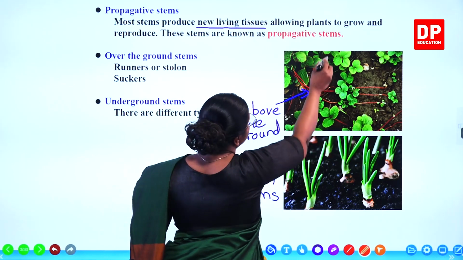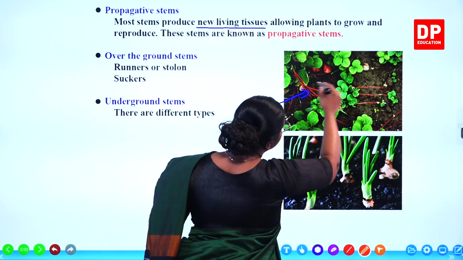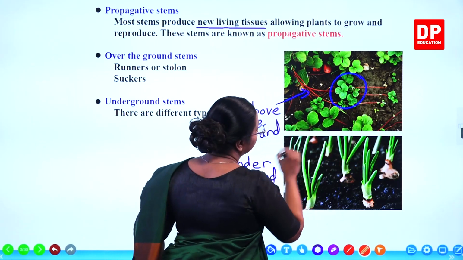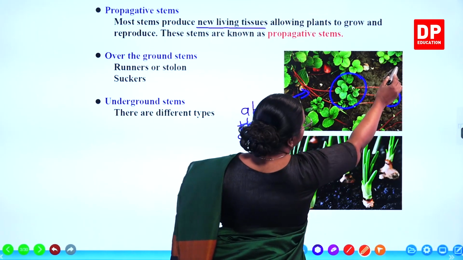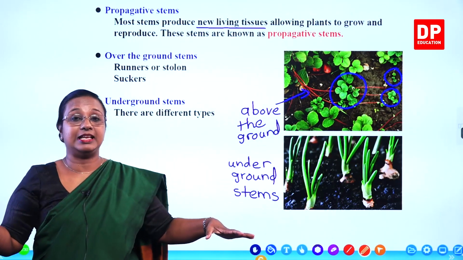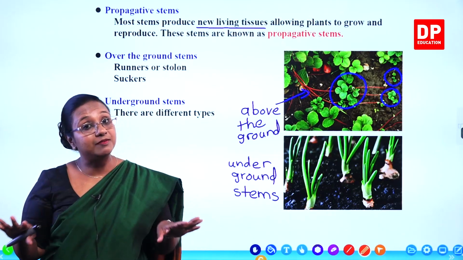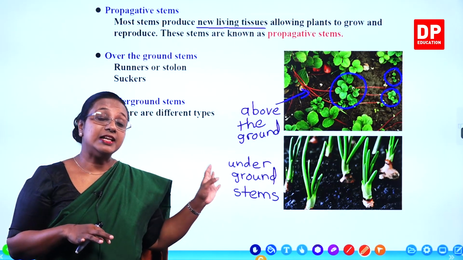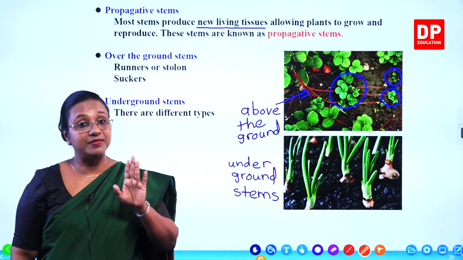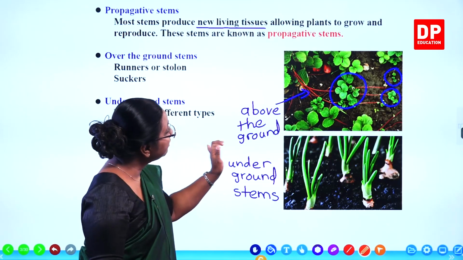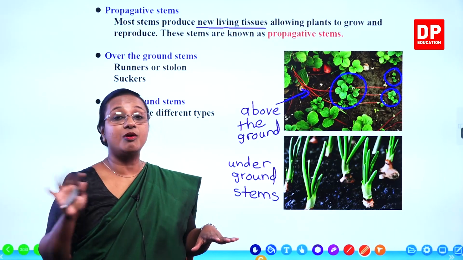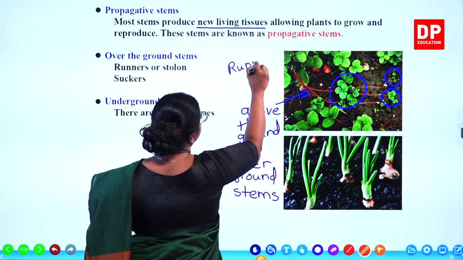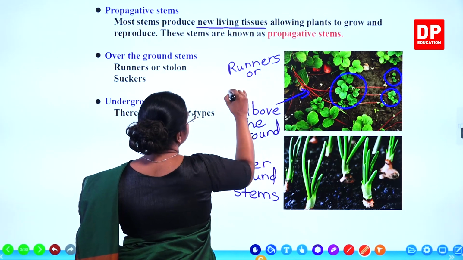So, here if you see, now this is the main plant, and from here the stem grows over the ground, and again it has produced another plant here, another small plant here, like that throughout the area. It grows in all directions above the ground. That is the main thing, and produces new plants here and there. So, that is a propagative stem, but it is above the ground. Because of this, we give a special name. It's running along the ground. So, that's easy to remember. These are known as runners or stolons.